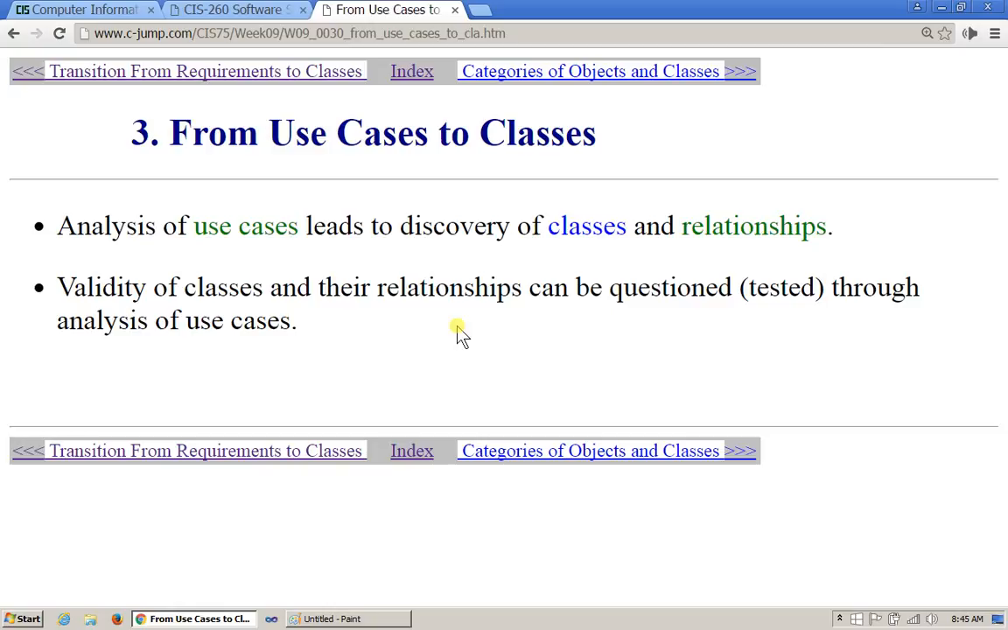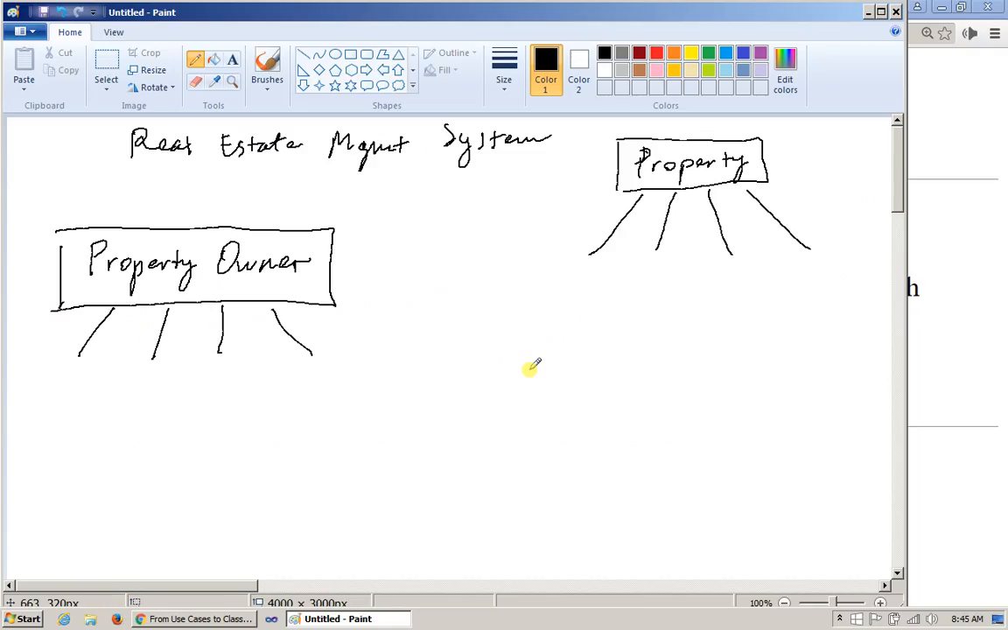So we would like to pay attention to these relationships that we discover or make decisions about. For now, I will connect these two, right? They're definitely related, the property owner and the property.